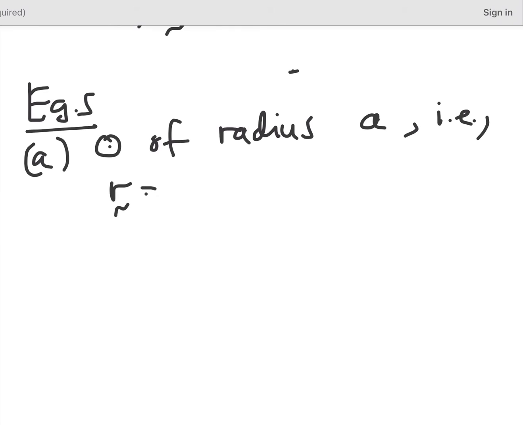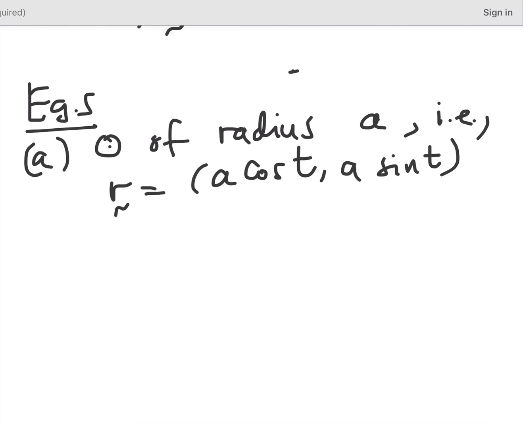the vector r given by a cosine t or theta, whatever you want to use, right? a sine t. Let's keep the parameter t. You may use the theta if you want. Right, to determine the curvature of this, we need, of course, the unit tangent vector and then differentiate the unit tangent vector with respect to the arc length.